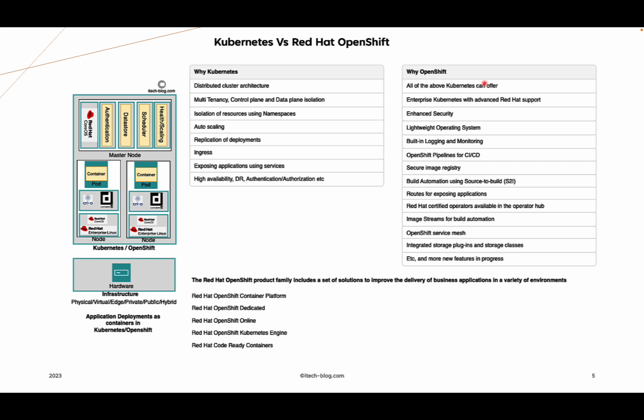OpenShift is based on the Kubernetes open source project and extends the platform with features that bring a robust, flexible, and scalable container platform to customer data centers, enabling developers to run workloads in a highly available environment. So OpenShift is enterprise Kubernetes with advanced support from Red Hat. It provides enhanced security and has built-in logging and monitoring. OpenShift also provides pipelines for CI/CD and a secure image registry.